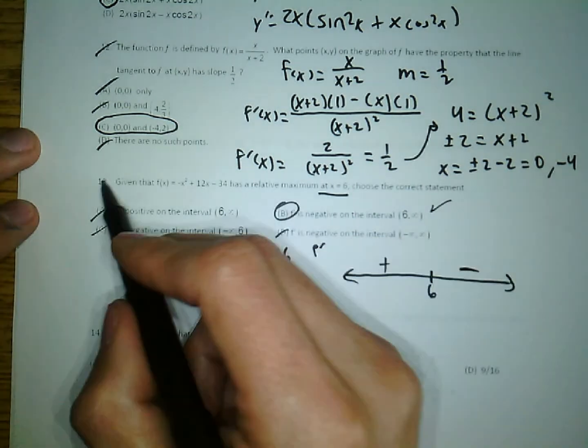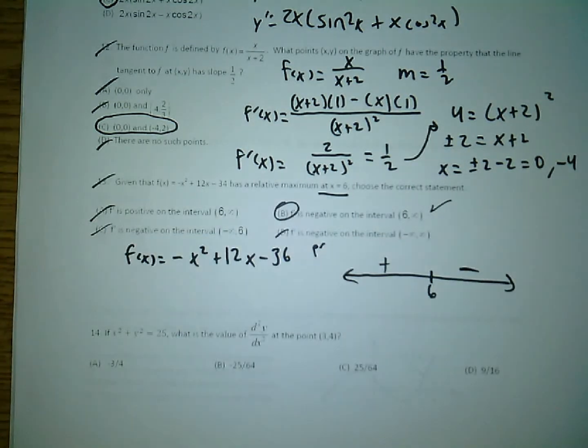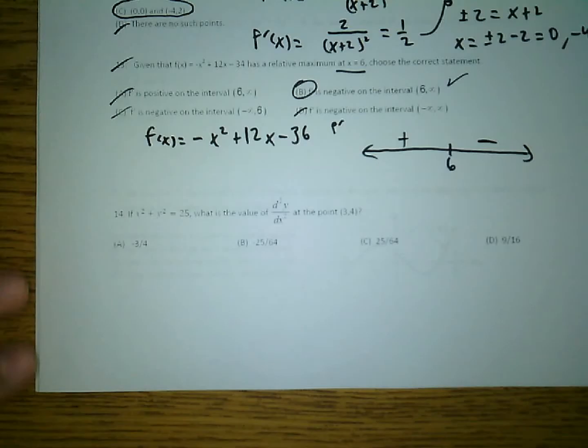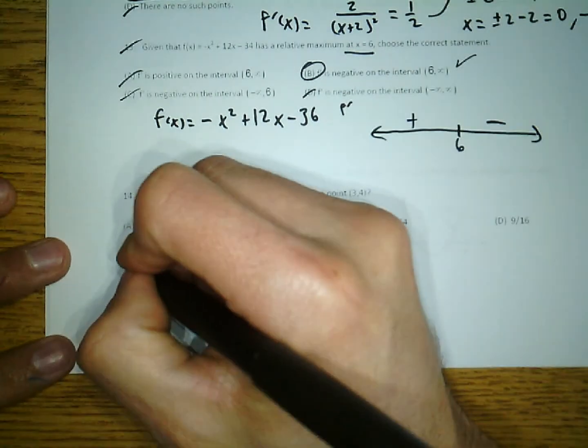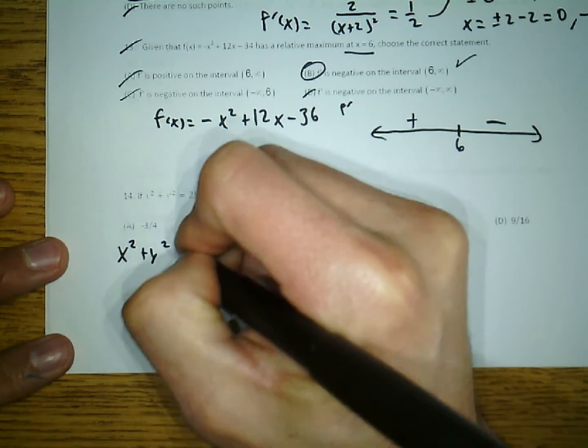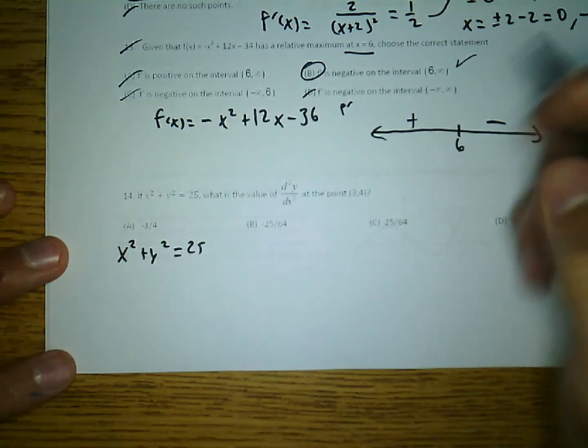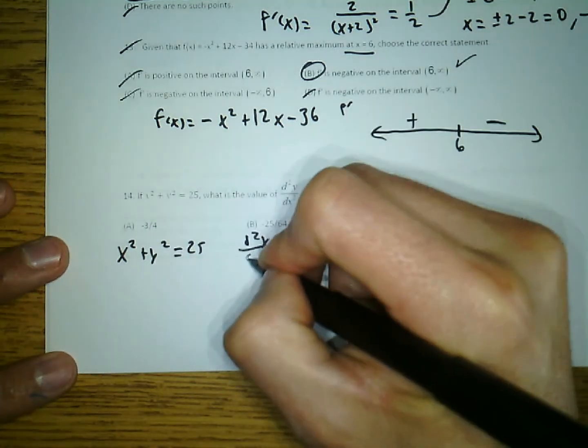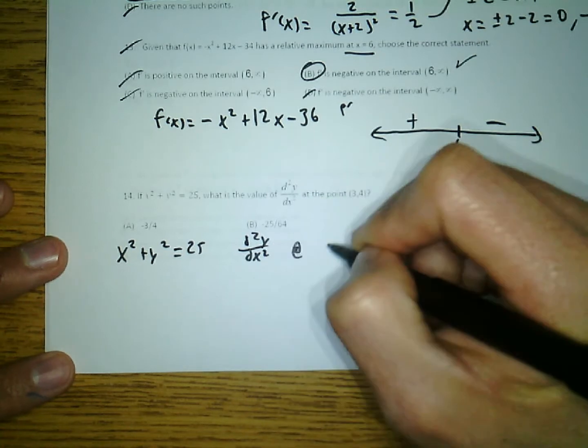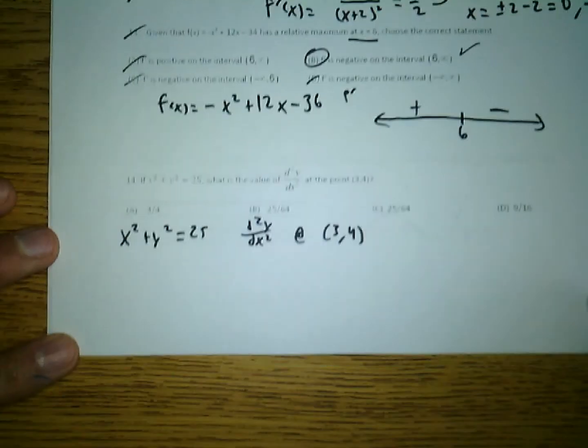So by process of elimination, it has to be choice B. All right. 14. So you are given x squared plus y squared is equal to 25. They want to know what the second derivative is equal to at (3, 4).